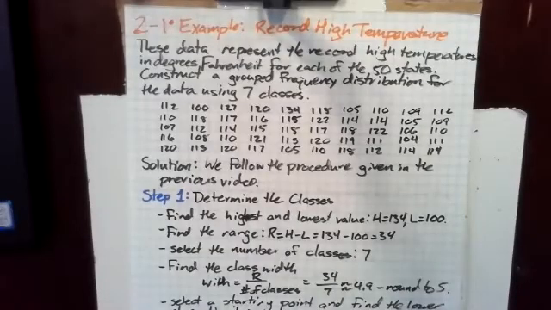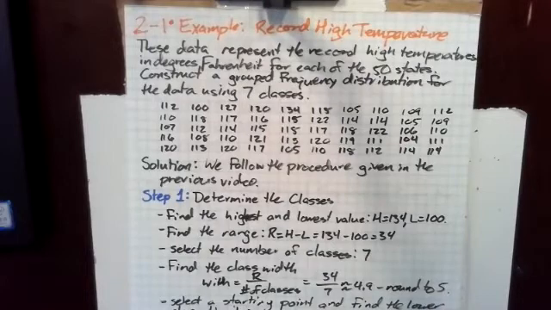In this video, we'll do an example of creating a grouped frequency distribution. These data represent the record high temperatures in degrees Fahrenheit for each of the 50 states. Construct a grouped frequency distribution for the data using 7 classes.